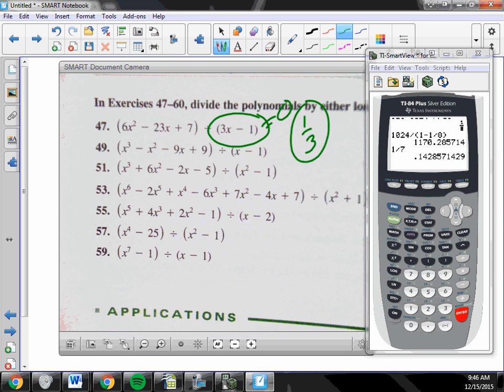How do we know if we can use synthetic division? If it's an x to the first. So 51, can you use synthetic division? No, you can't. Okay, 57, can you use synthetic division? No. You could, you just have to do it twice. So what are the roots for this? x equals plus or minus 1. So you could use synthetic division for 1, and then you could use synthetic division for negative 1.